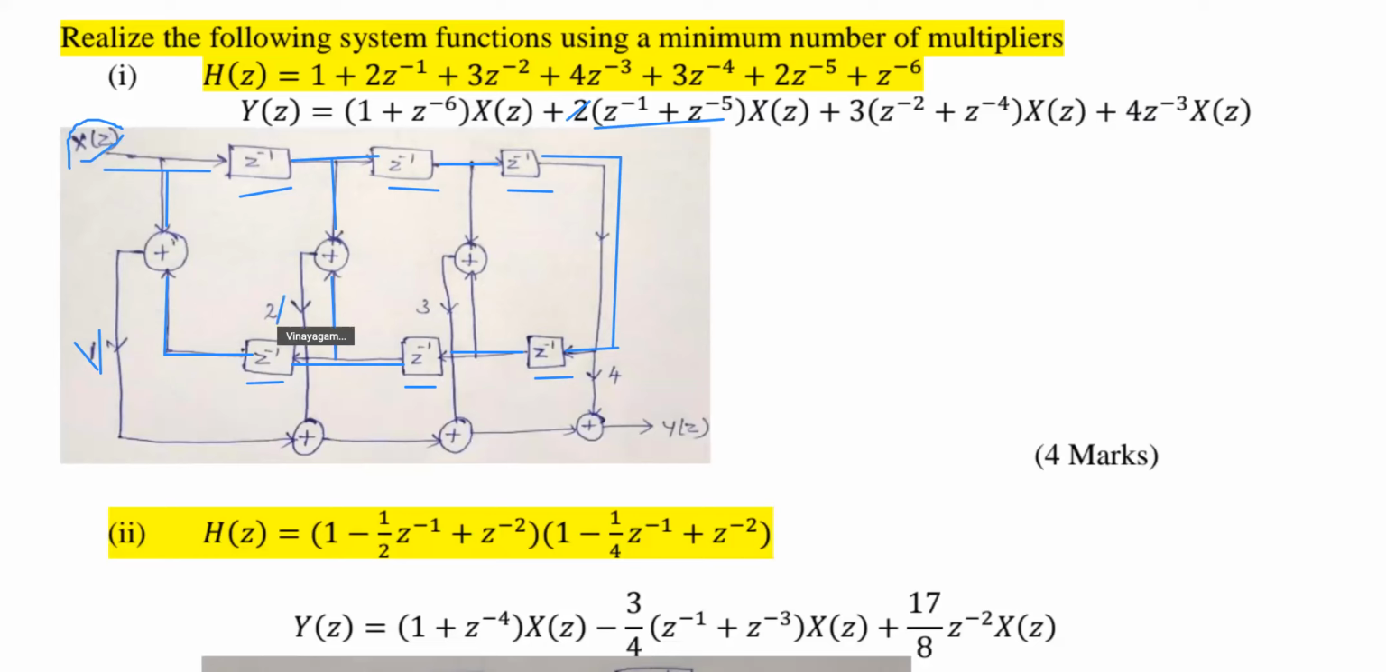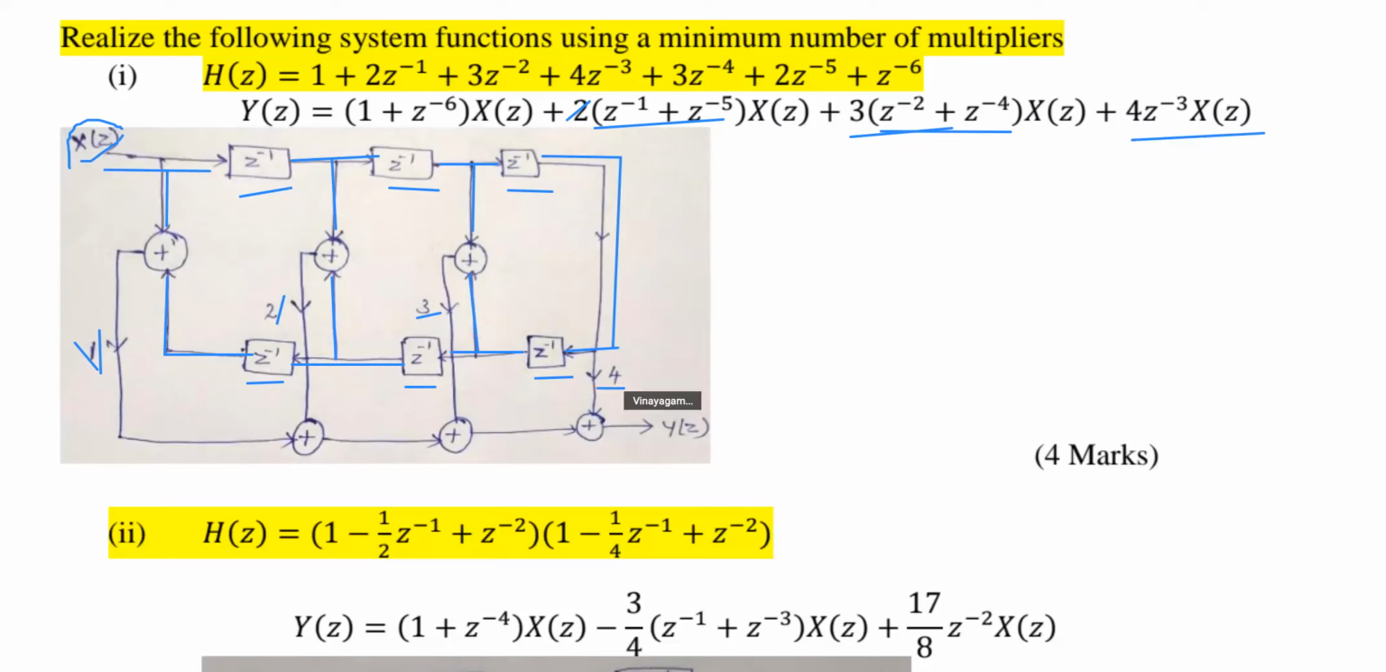Similarly, z^-2 plus z^-4: z^-2, z^-3, and z^-4 I have drawn here. These are given to the adder, and the coefficient here is 3, which I have marked. Finally, z^-3 is left, so this is z^-3 into 4, and I have added that coefficient here.